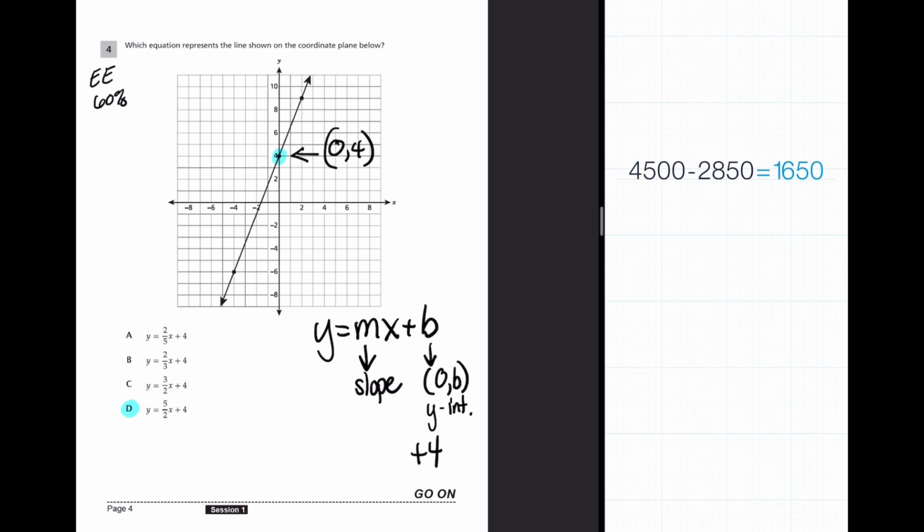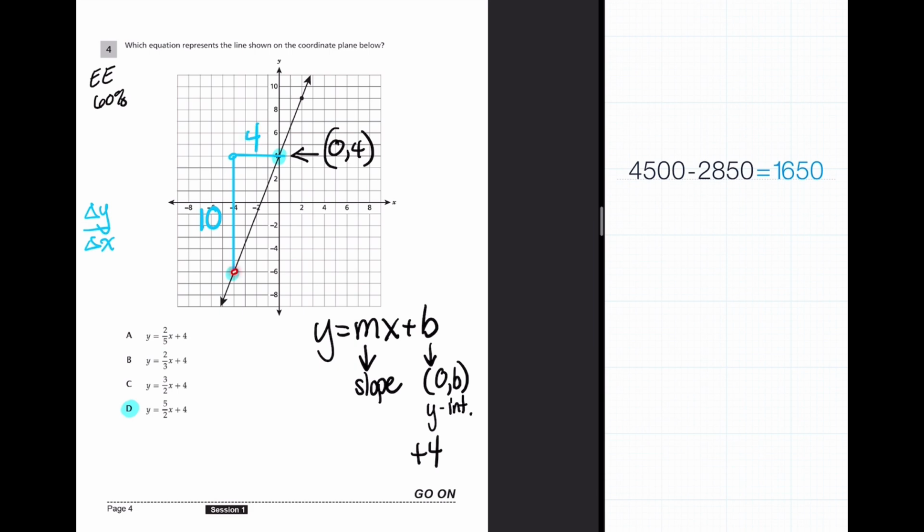Let's figure out what our m is. All I'm going to do is take these 2 points and create a triangle. I'm going to figure out the change in y over the change in x. I notice it's going up to this point and then over here. So I'm just going to figure that out. It goes from -6 up to 4, so it's going up 10, and it's going over 4.